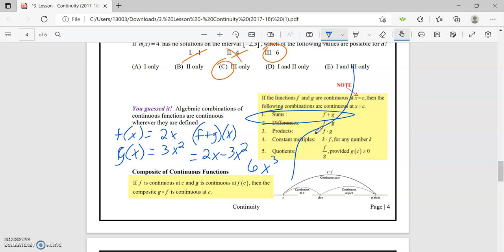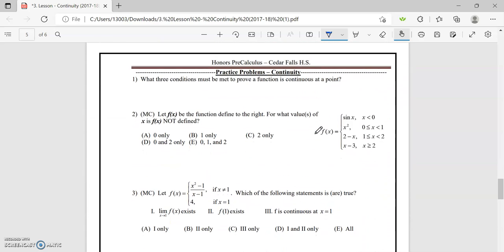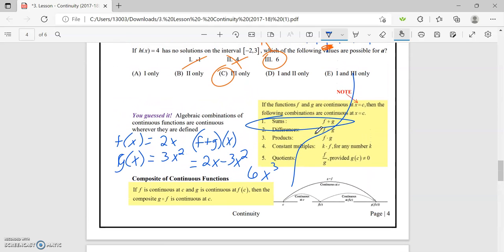And, oh, I could have sworn there were more examples. Okay. Well, we're on to practice problems, so I guess I'll end the video here.